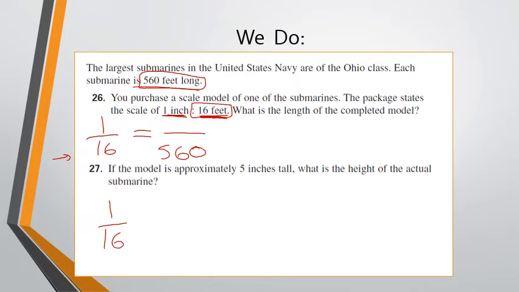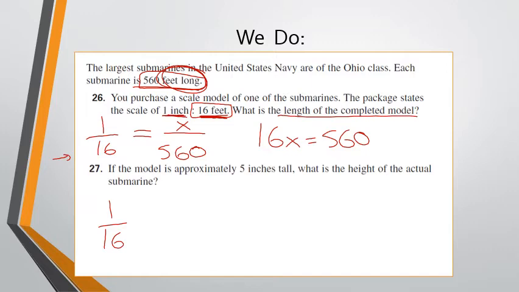Again, make sure units match. I mean, that's another big thing. I had inches on top, feet on bottom. Okay. Oh, look, it's 560 feet. Okay, that'll be on bottom. Now, what is the length of the completed model? Well, we don't know. We'll call it X. And so now you're going to cross multiply. So we end up with 16x, because that's 16 times x, equals 1 times 560.